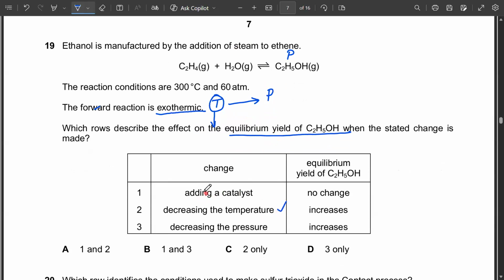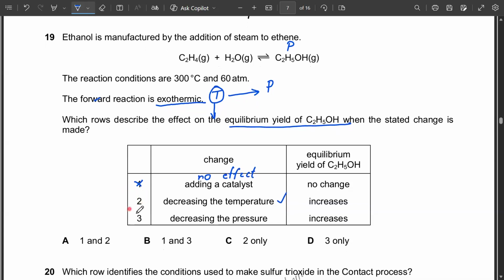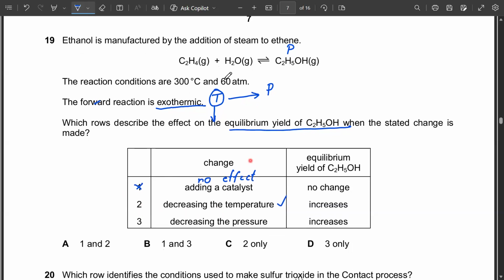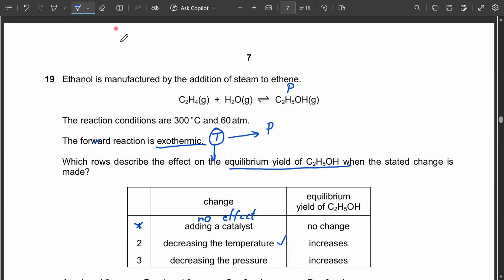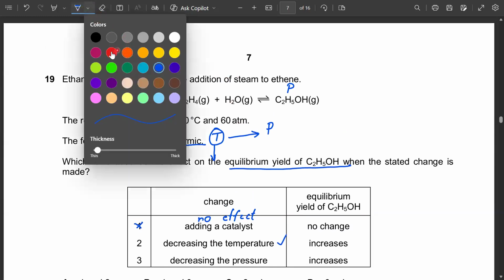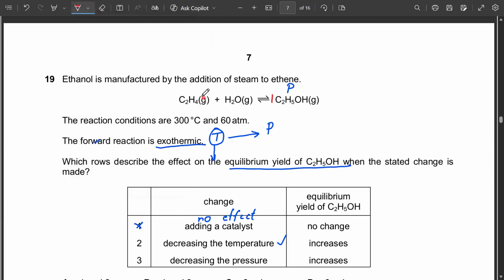And adding catalyst. The addition of a catalyst has no effect on the position of equilibrium because it increases the rate of both forward and backward reaction. So catalyst has no effect. And third is decreasing the pressure. So by pressure, we have to look at the number of moles of both the reactant and the product side. We have 1 mole on the product side, but 2 moles on the reactant side.